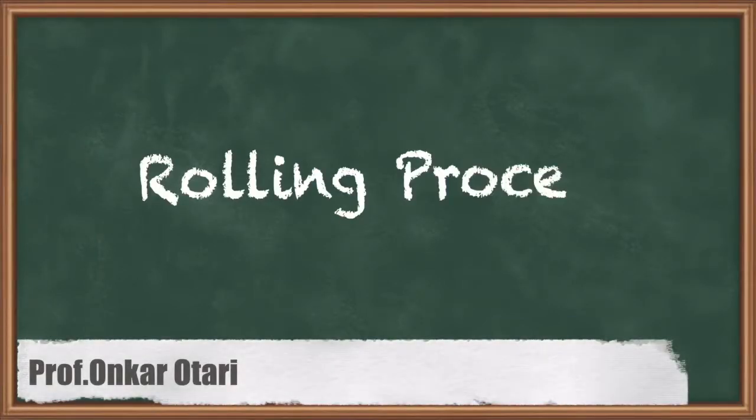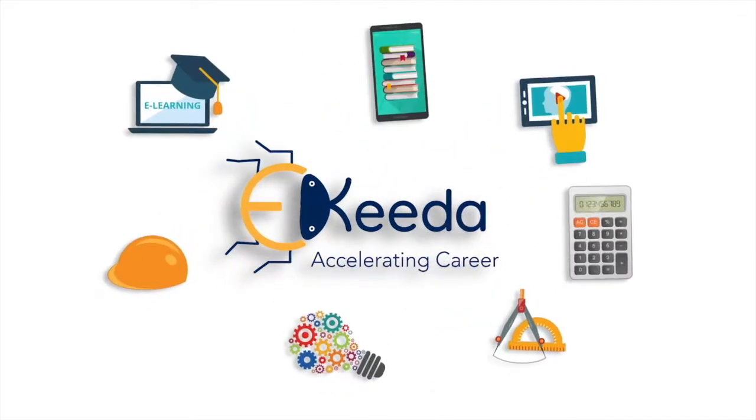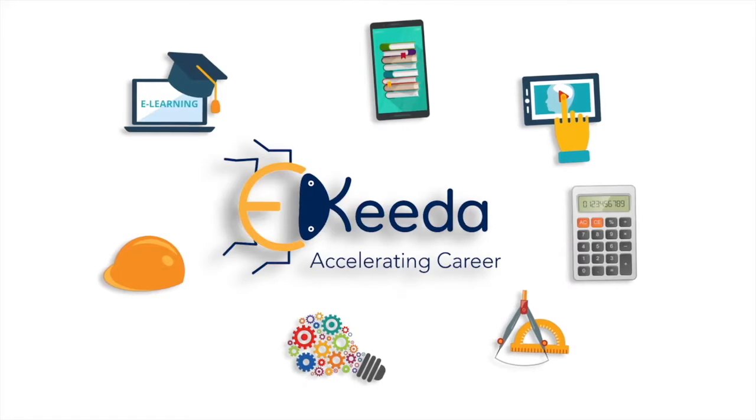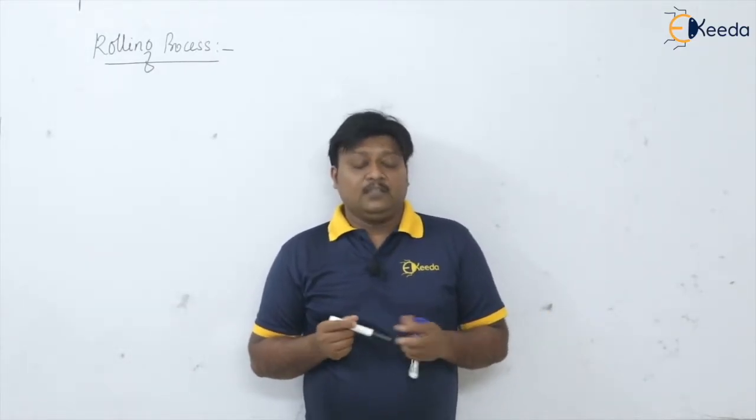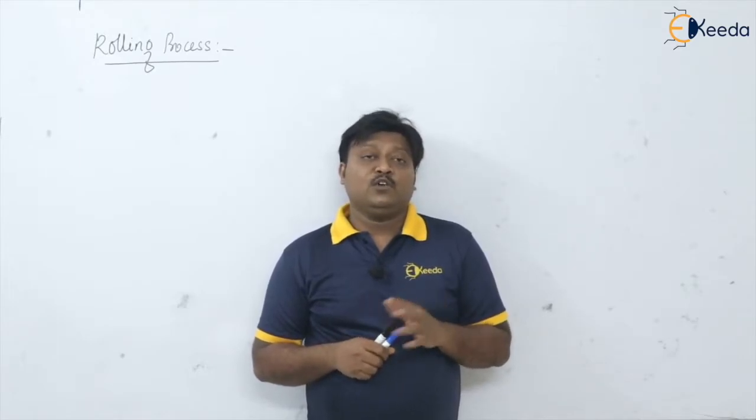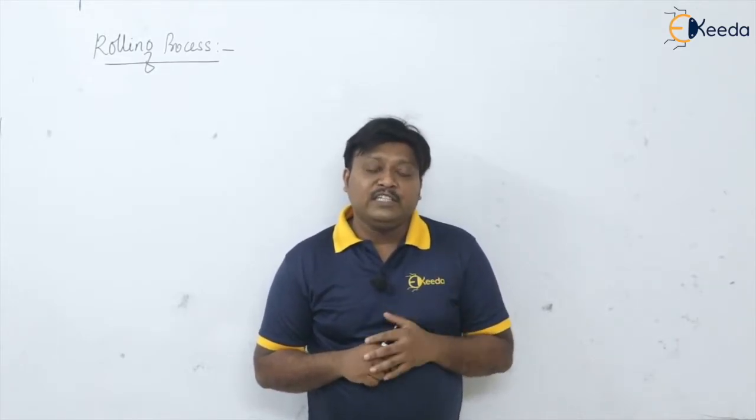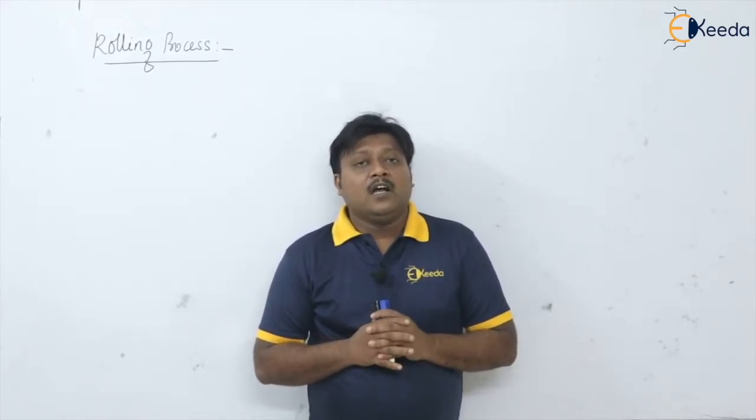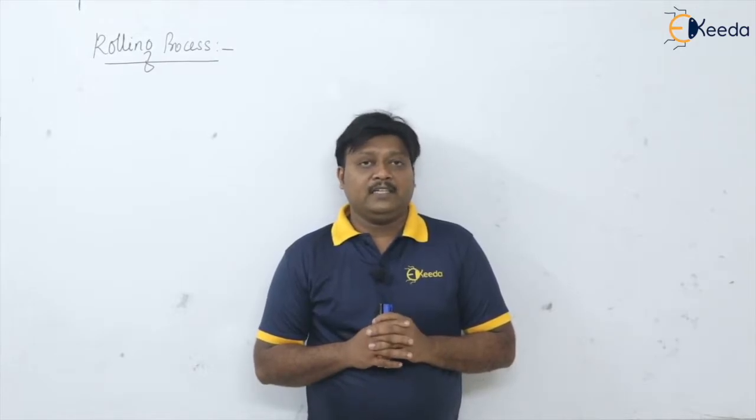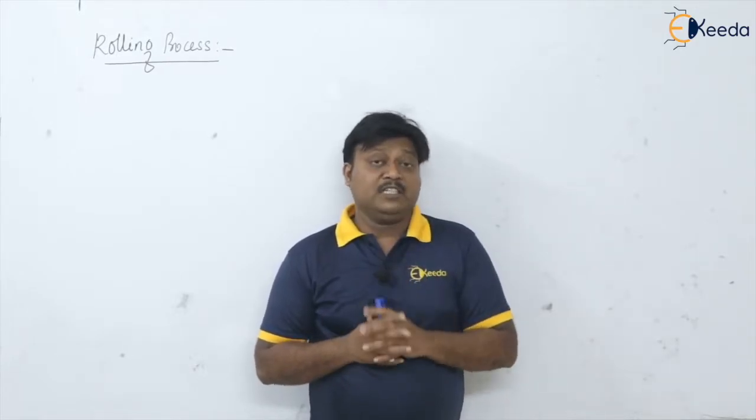Welcome friends, in this video we are going to start with the first metal forming process, the rolling operation, or the rolling process. So students, rolling is one of the most economical processes for producing large volume products with a constant cross section. This is the specialty of rolling.